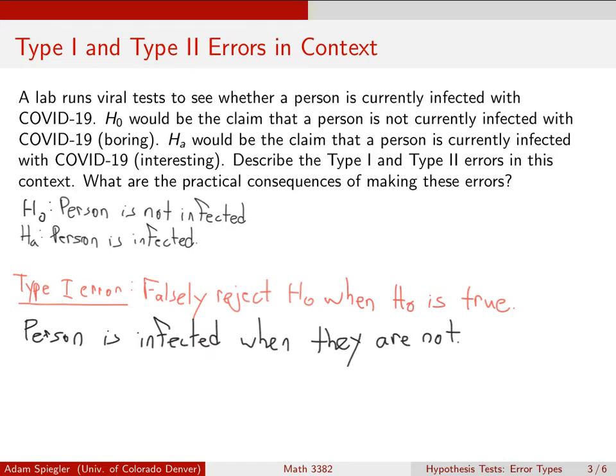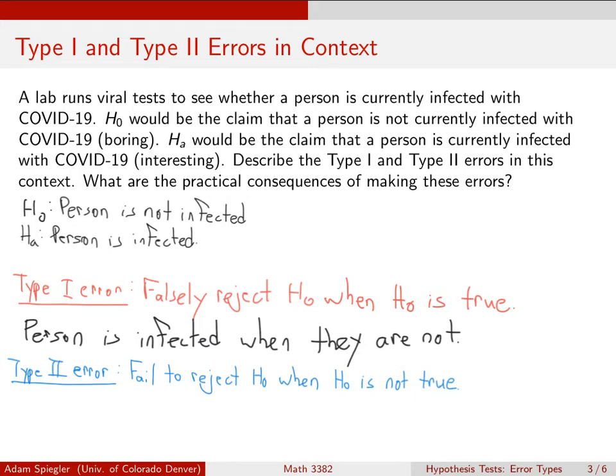So that would be, again, the situation where we incorrectly tell someone that they are infected when in fact they're not. And now let's think about what a type 2 error would tell us in this context. Okay, and so for the type 2 error, this is the situation when we fail to reject the null hypothesis when in fact H0 is not true. So in fact, we should have rejected it. So this is like a false negative.